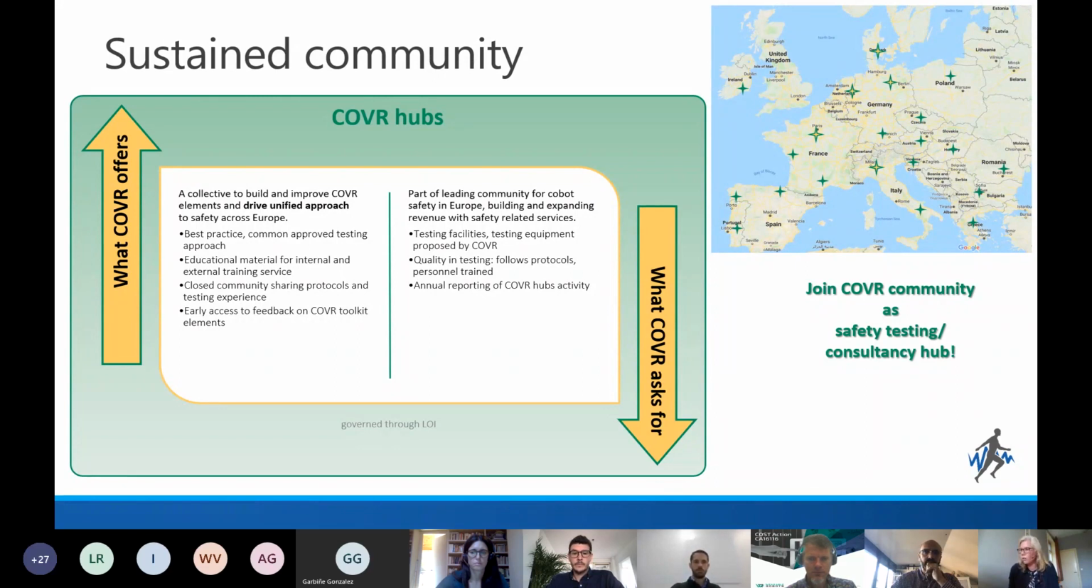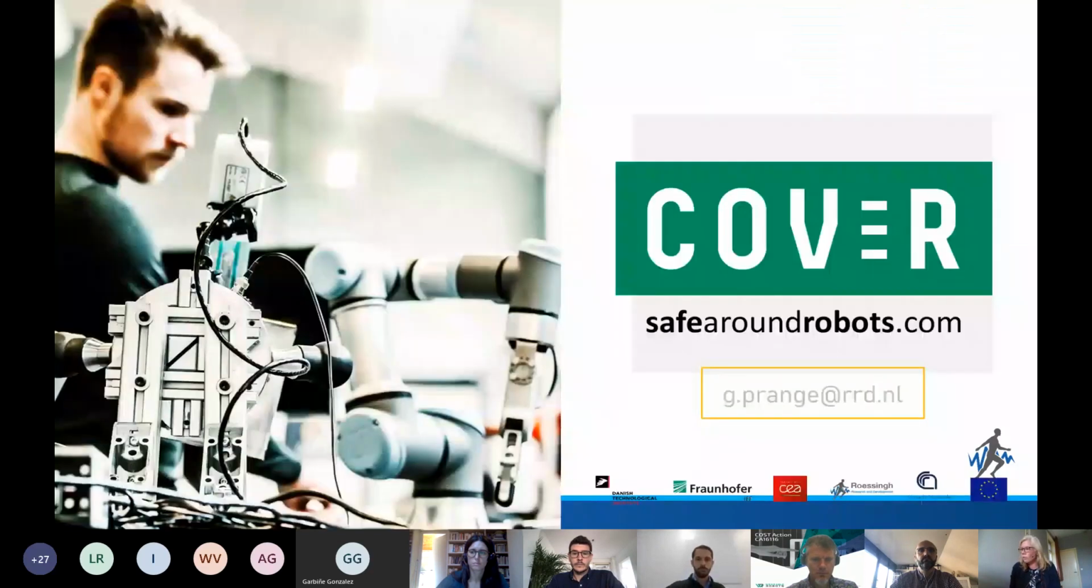We're currently in the process of finding organizations and companies that are interested in becoming a COVR hub. If you're interested in that, you can look at the COVR website or drop me a note, and we can talk more about that. In the meantime, we hope that we can get a network established so that you will have a bigger geographical spread of these testing facilities that might be of help for your robot development. With that, I want to thank you for this opportunity and your attention.